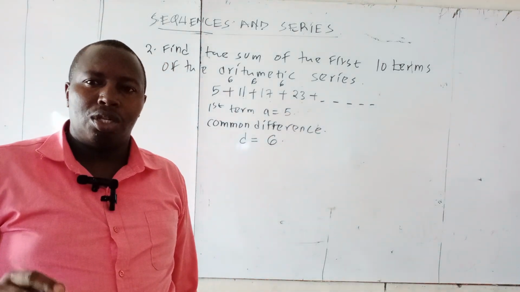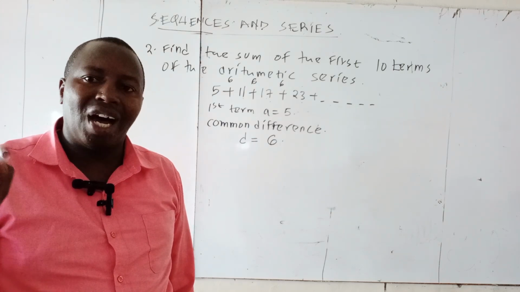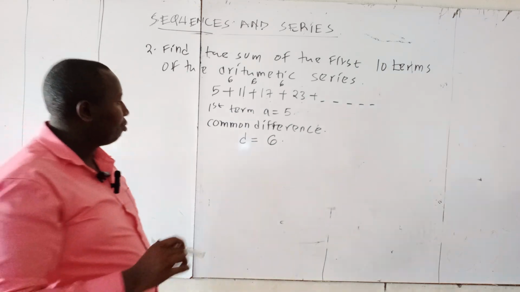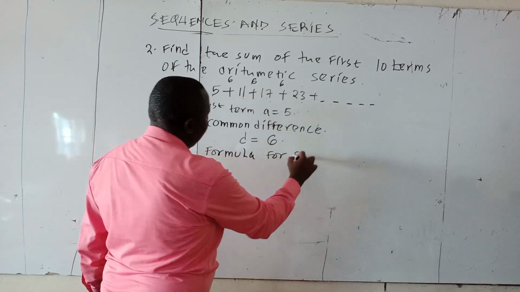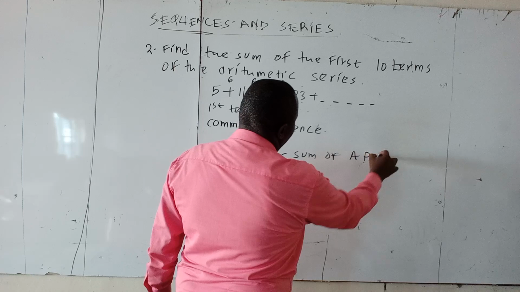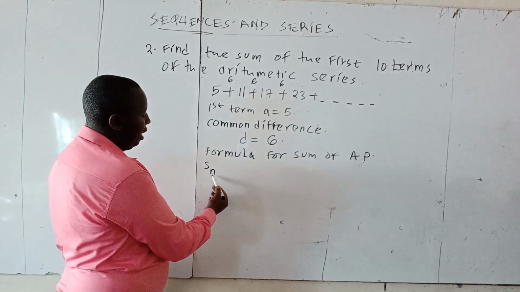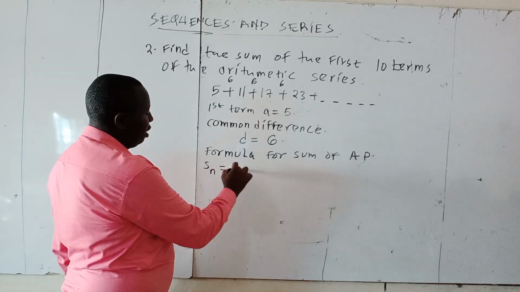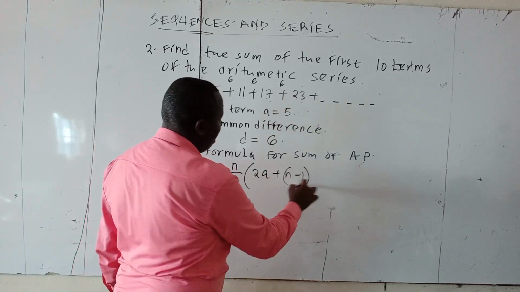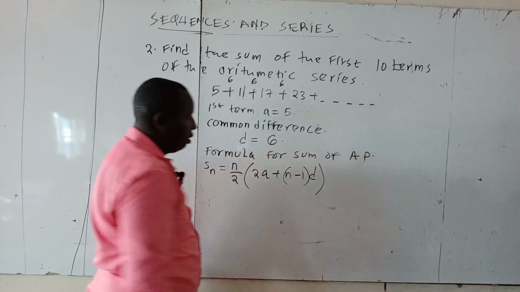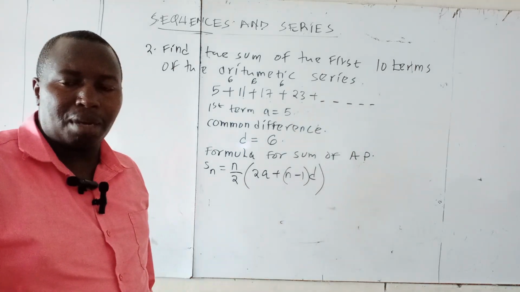So we go straight to the question: find the sum of the first 10 terms of the series. The formula for the sum of an AP, arithmetic progression or arithmetic series, is given by Sn, where S is sum and n is the number of terms. Sn is equal to n over 2 into bracket 2a plus n minus 1 d. Remember, n is the number of terms.